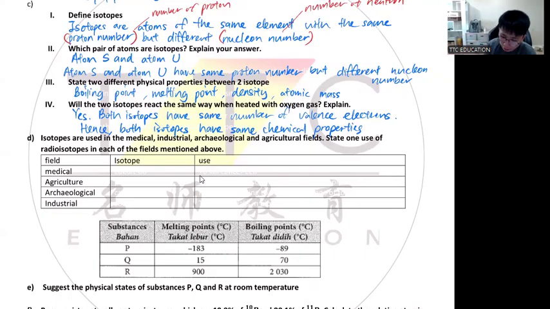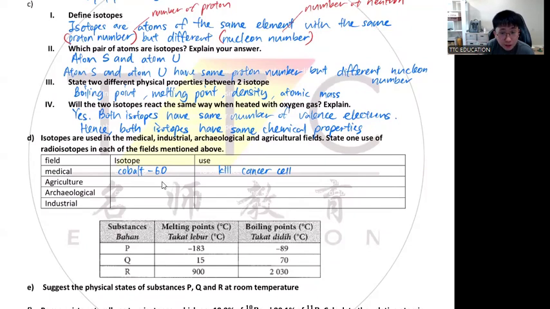So in the medical field, usually the common one is called cobalt-60. Cobalt-60 gives you gamma radiation, just in case you refer back to your Form 3 syllabus. Your radiation has alpha, beta, gamma. So cobalt-60 gives you gamma ray. And gamma ray can do what? To kill cancer cells.